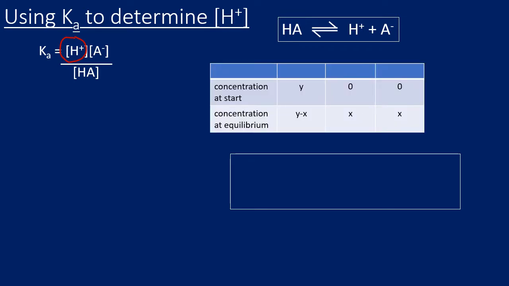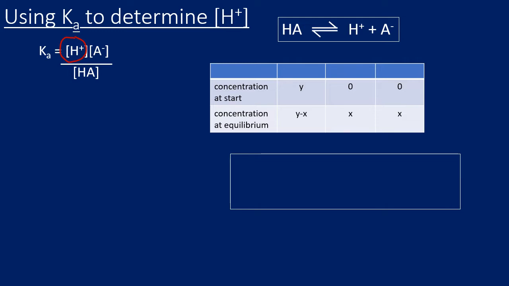Now, if we think about equilibrium, let's just use the terms X and Y. So at the start of a weak acid, we've got Y moles of HA, and we'll have 0 moles of H+ and 0 moles of A-. Once equilibrium is established, we will have X moles of H+ and X moles of A-. They will dissociate in a 1-to-1 ratio. It's a monoprotic weak acid.